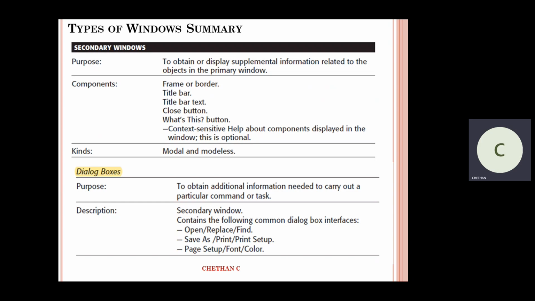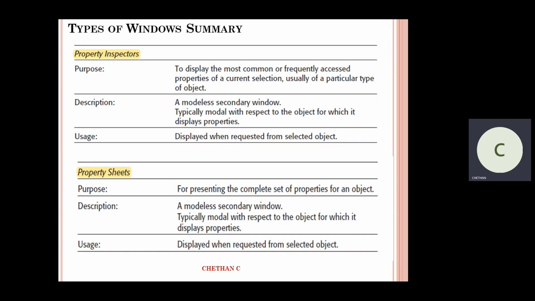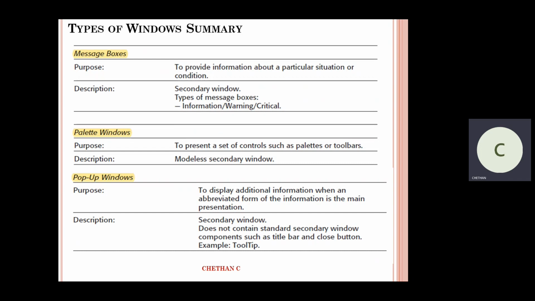Content is very important, and length is also very important. So property inspectors, property sheets, message boxes, palette windows, pop-up windows, all these things are put in the form of a summary that you see.